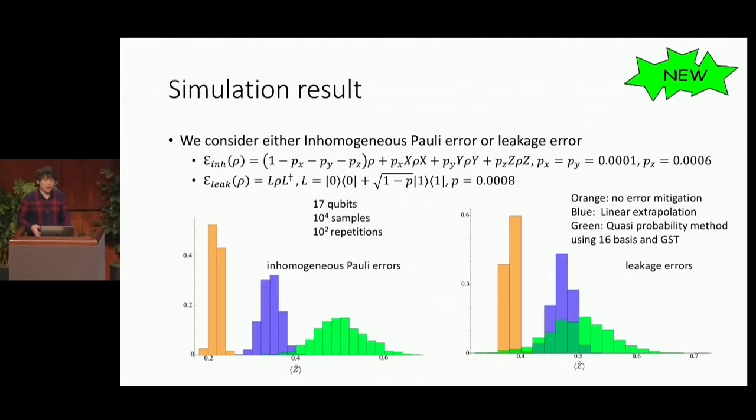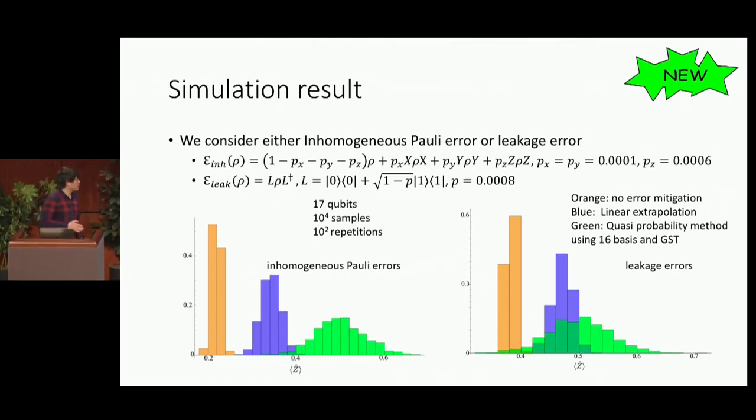Remember that the fidelity for a single-qubit gate is very, very high, so this is even more pessimistic. From the simulation result here, we have three different values. The orange one is the result without error mitigation, the blue is the result with linear extrapolation, while the green is the result with the quasi-probability method. Remember that the fidelity between the GHZ state and the zero state is 0.5.